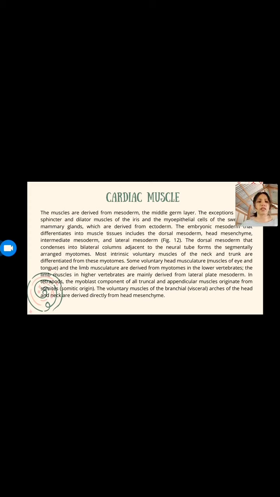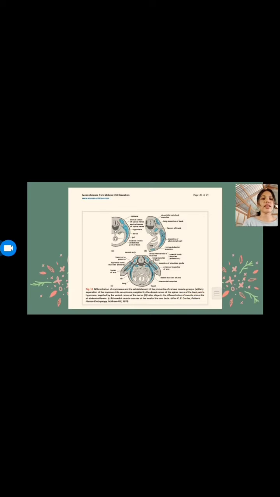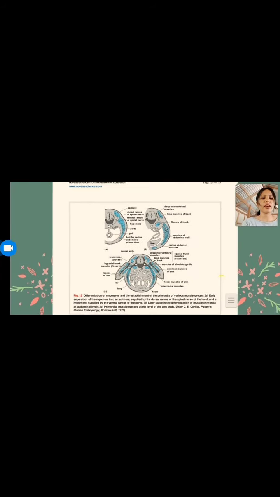The voluntary muscles of the branchial or visceral arches of the head and the neck are derived directly from head mesenchyme. Next, we can see here in figure 12 the differentiation of myomeres and the establishment of the primordia of various muscle groups. In letter A, we can see the early separation of the myomere into an epimere, which is supplied by the dorsal ramus of the spinal nerve of the level, and a hypomere, supplied by the ventral ramus of the nerve.